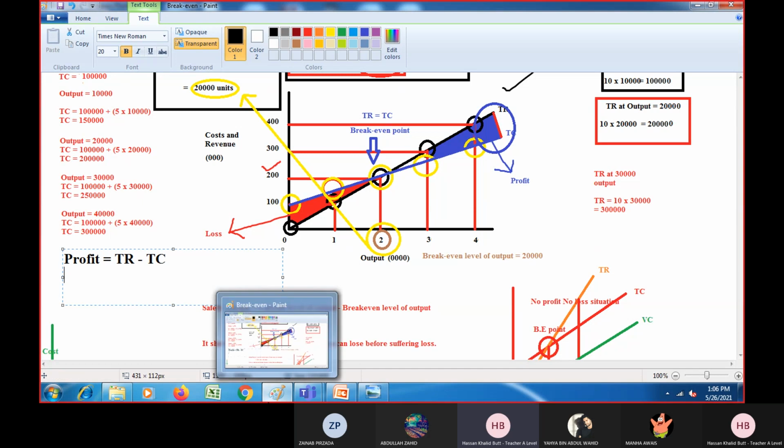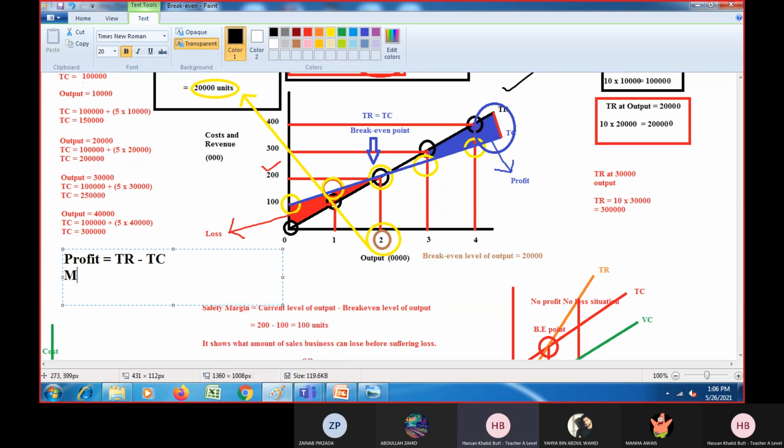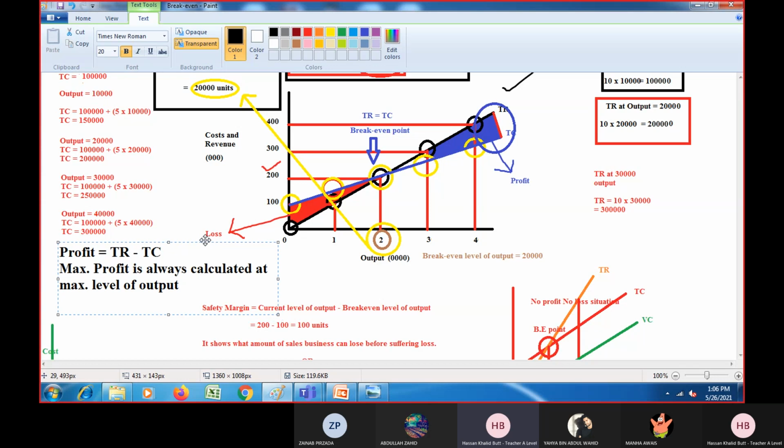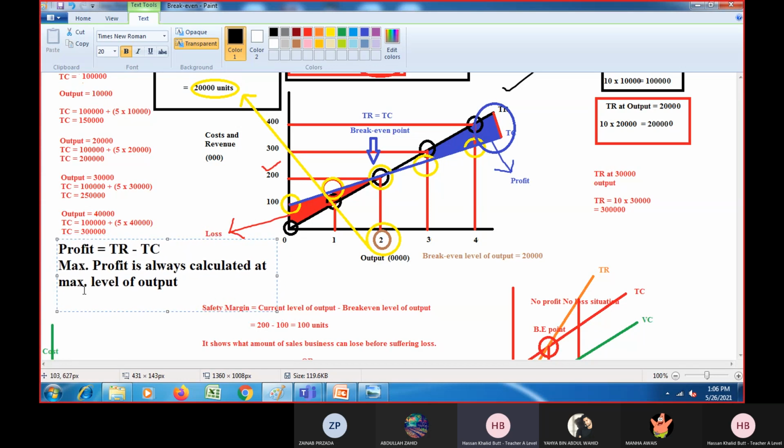So maximum profit is always calculated at maximum level of output. Remember, maximum level of output, because that is the capacity. Beyond that, business cannot produce. Okay. So maximum profit is always calculated at maximum level of output. Now let's find it out.